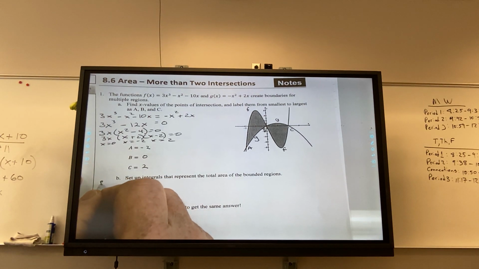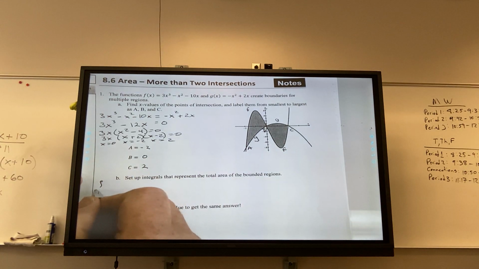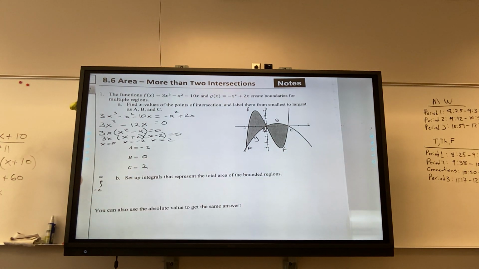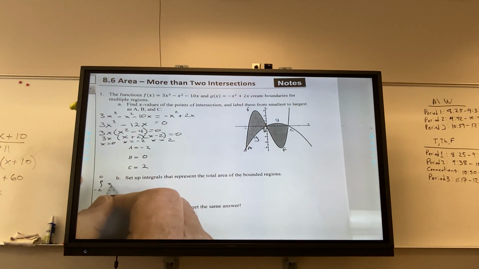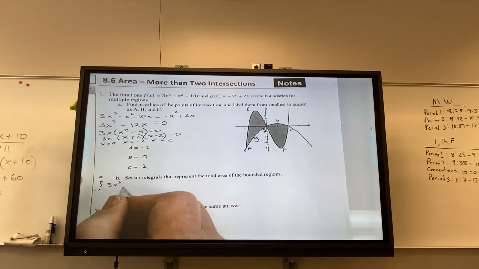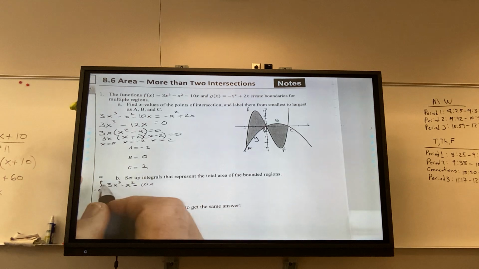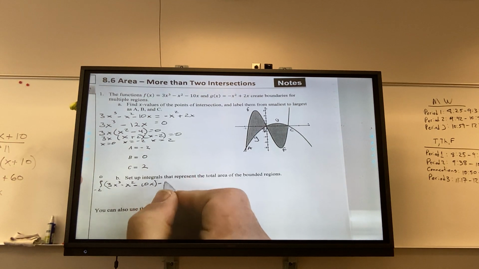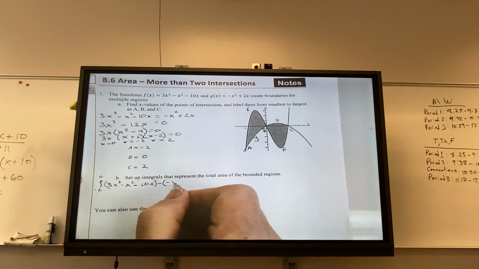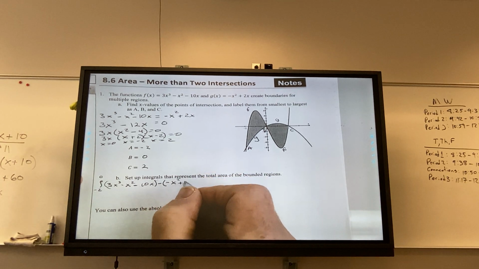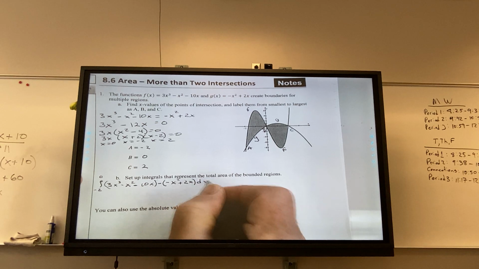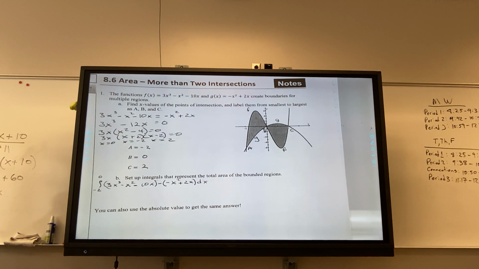All right. I'm going to integrate from negative 2 to 0, and I'm going to have the top graph, which is 3x cubed minus x squared minus 10x, that's F, parentheses, minus G, which is negative x squared plus 2x dx. And since I'm not using a calculator, I'm writing them all out. If I was going to use a calculator, Owen, I would simply say F minus G.